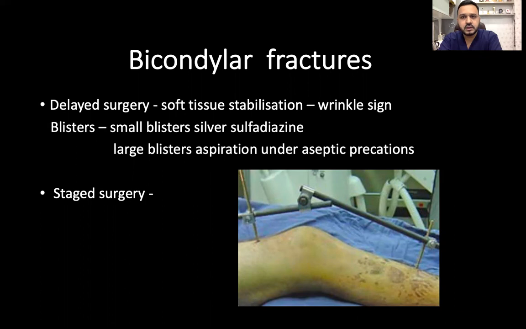You can see that wrinkling after maybe 2 or 3 weeks, and then you can go ahead with the surgery. For small blisters, you can apply silver sulfadiazine. For large blisters, they should be aspirated under aseptic precautions.